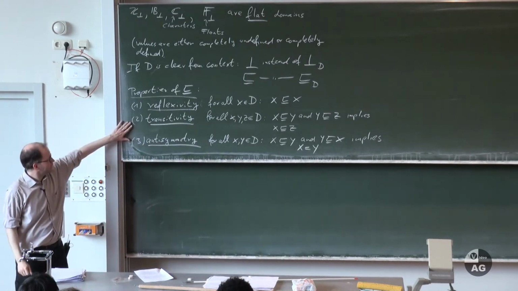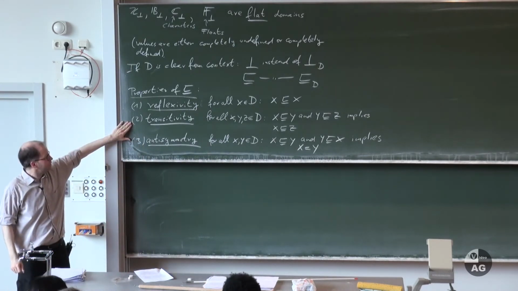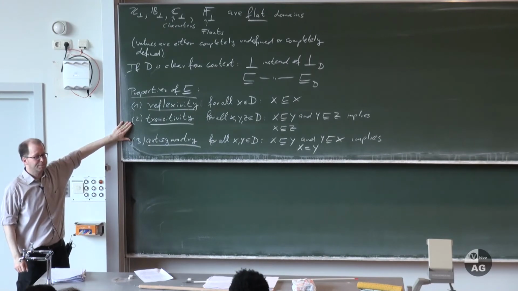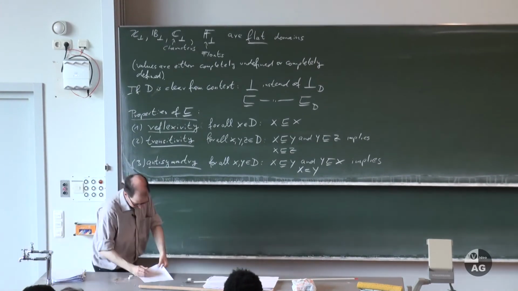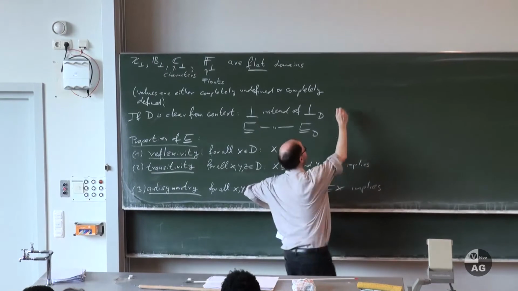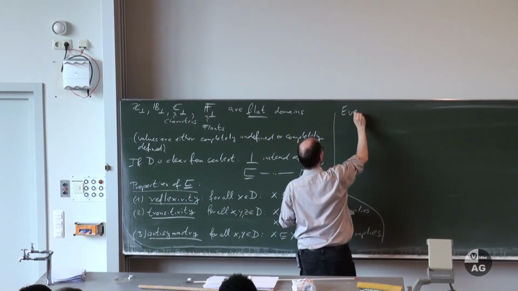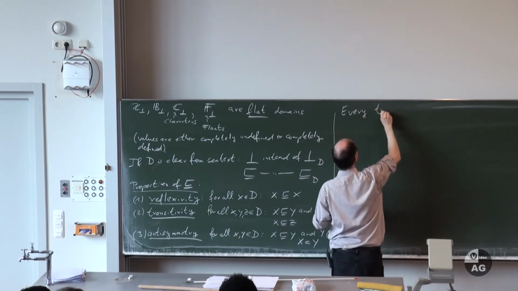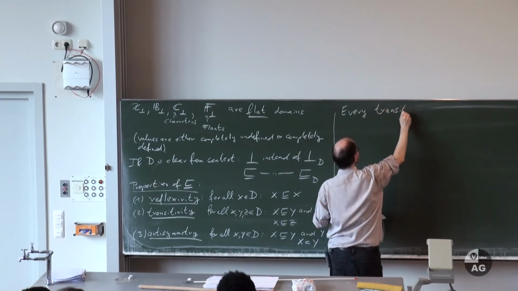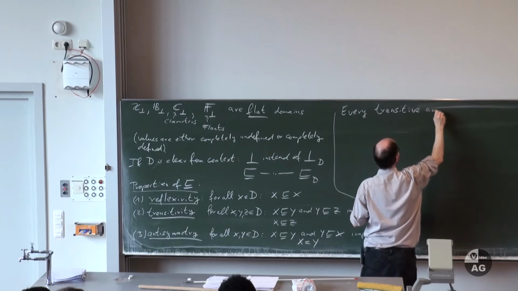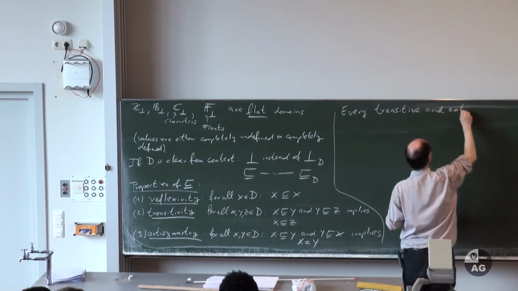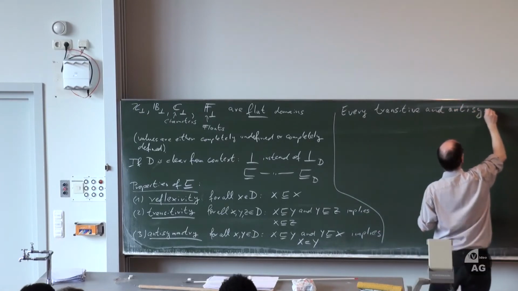And a relation that satisfies these two properties, transitivity and anti-symmetry, is called an order. So every transitive and antisymmetric relation is called an order.